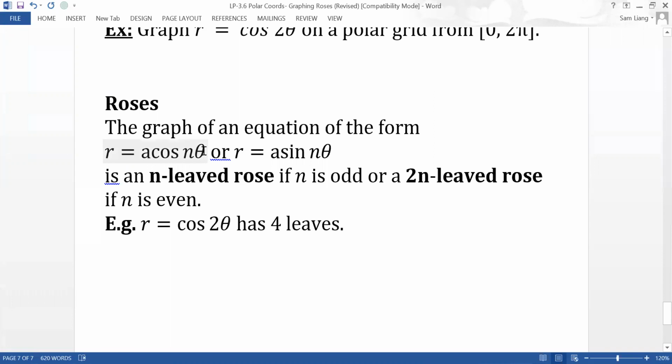Just notice that the form of this function of arrows is really similar to the function for circles. A few lessons ago, we saw circles with centers on the axes: a cosine theta, a sine theta. But if you had an n coefficient in front of theta, graphically that changes the period. If you think back to graphing sine and cosine, that would be 2 pi divided by n, that's the period. In polar form, though, that changes the circle to a rose.